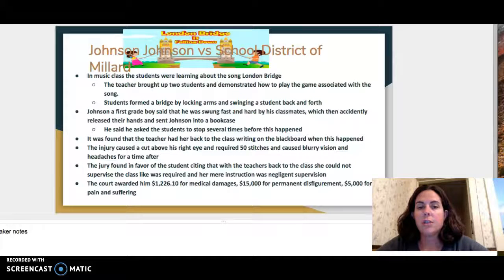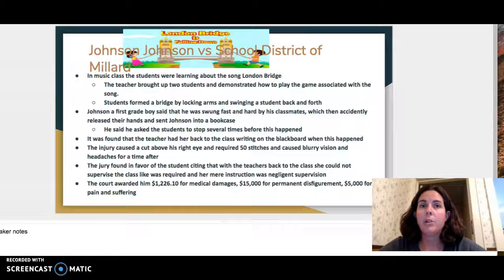My next case is Johnson versus the School District of Millard. It was a first grade class, and they were in music and learning about the song London Bridge, and the teacher wanted to teach them a game associated with it. She brought up two students to demonstrate how to play the game.